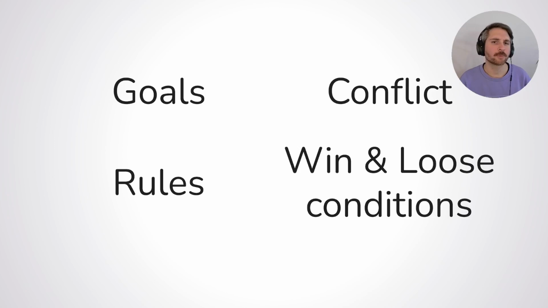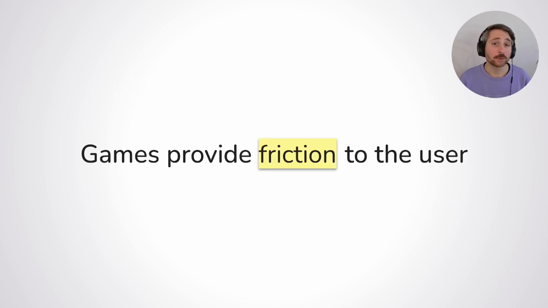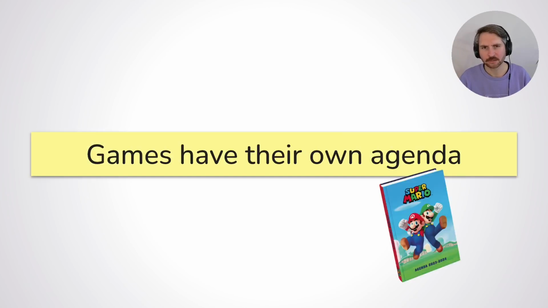So if we were to summarize all of that, we could phrase it as follows. Games provide friction to the user. This is very different from traditional apps, where friction is not considered a good thing. But what does that mean in the context of testing? It means that if games manufacture friction, it has its own agenda.